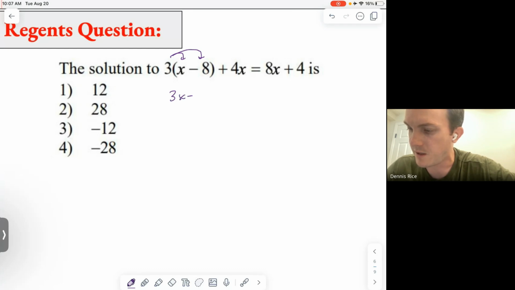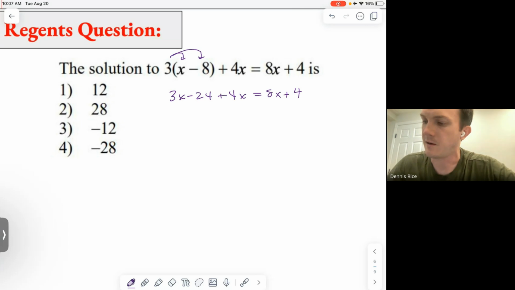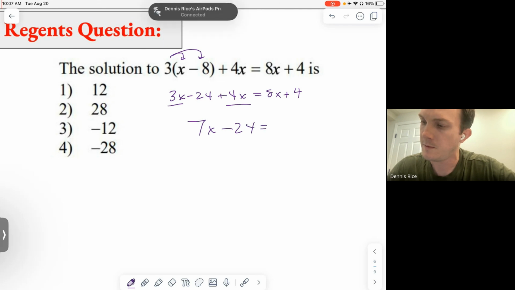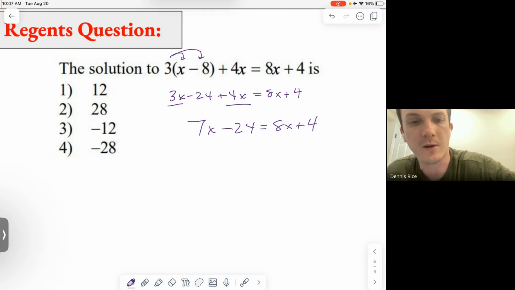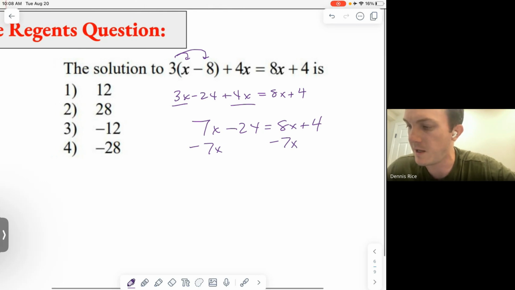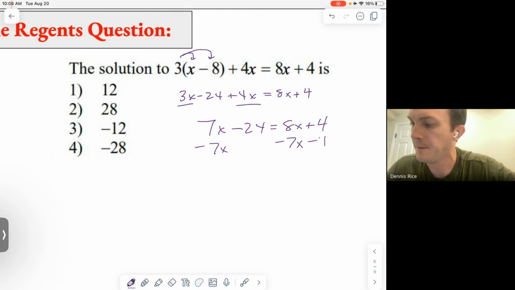So we'd get 3x minus 24 plus 4x equals 8x plus 4. I can combine 3 and 4 to give me 7x. And now I'm at that standstill step of there's nothing for me to combine. It's a little confusing, right? What to do? So however you want to slice it here, you just want to separate it. I'm going to move the 7x to the right. If you move the 8x to the left, that's also perfectly fine. You then just want to move the constant to the other side.